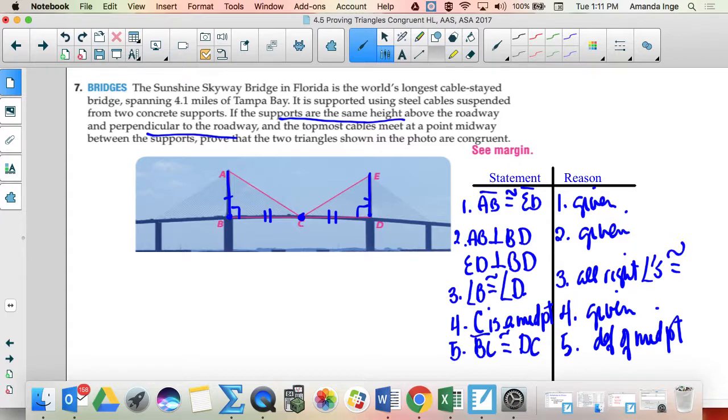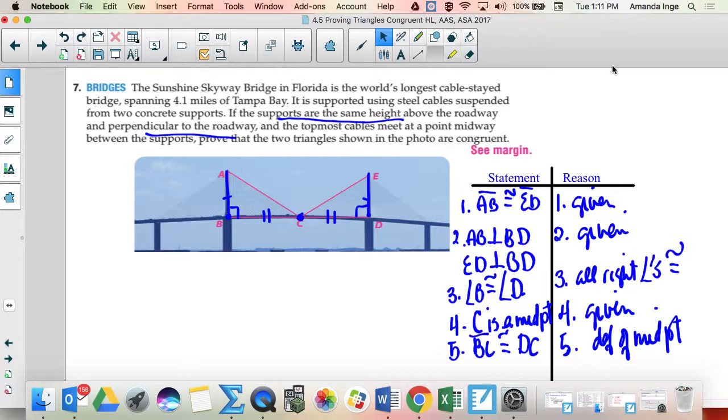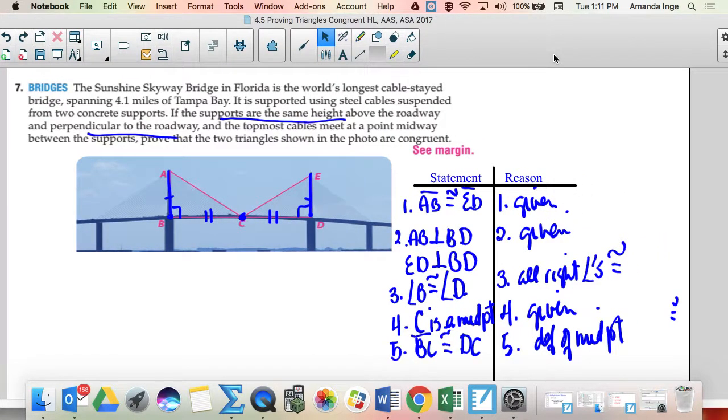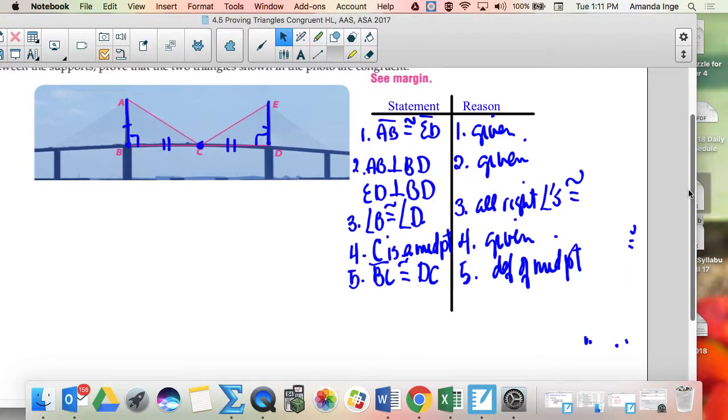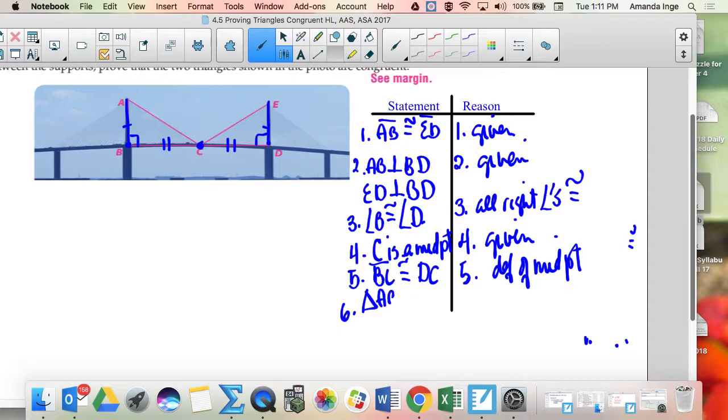So from there, what can we say? We can say triangle ABC is congruent to triangle, we started with A, we're going to say EDC. And what's the reason, guys? Side angle side. Thank you.